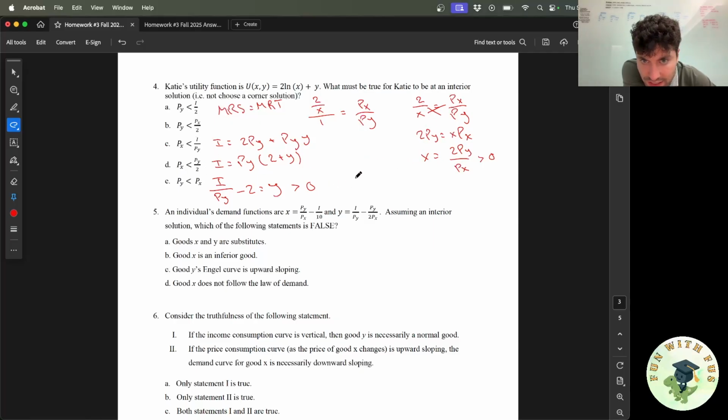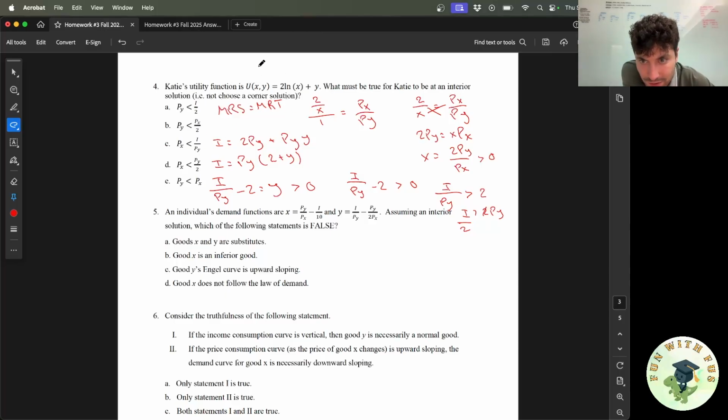So I'm going to just get that I over PY minus 2 is equal to 0. And then we can scoot that over to the other side. So we get I over PY is greater than 2. And so it's asking us in terms of PY, so I'll try to get it in their terms. So I is greater than 2PY, and then divide both sides by 2. So I divided by 2 is greater than PY.